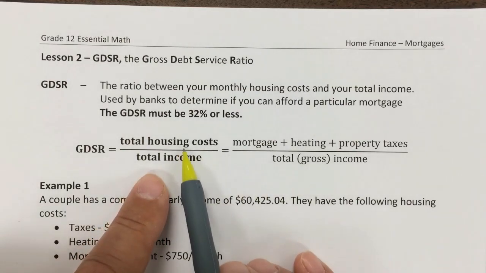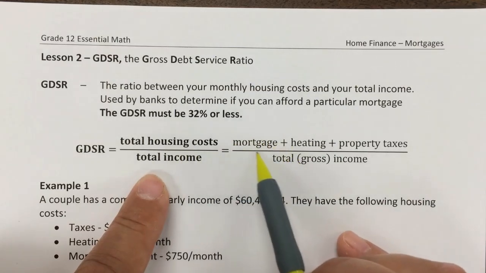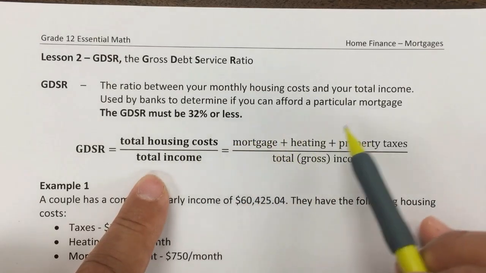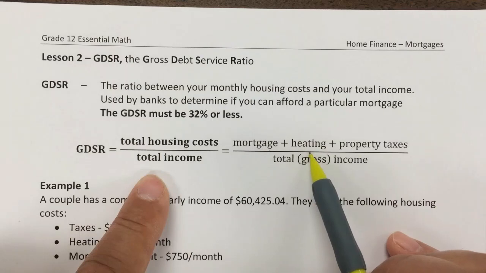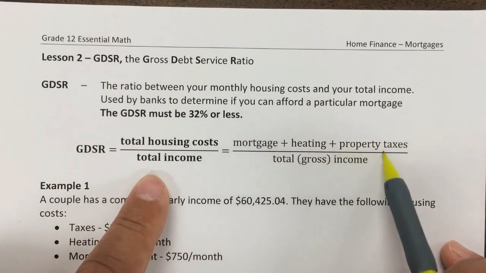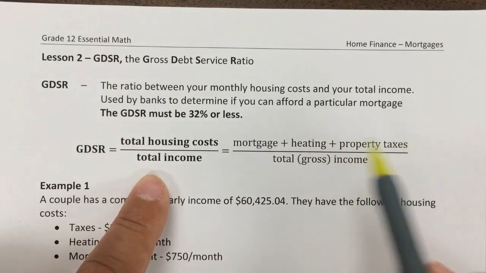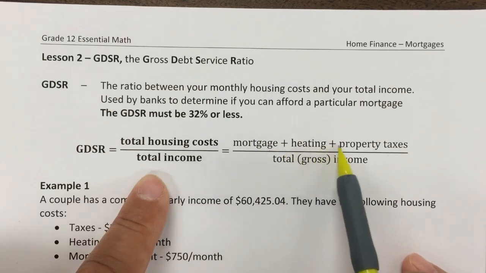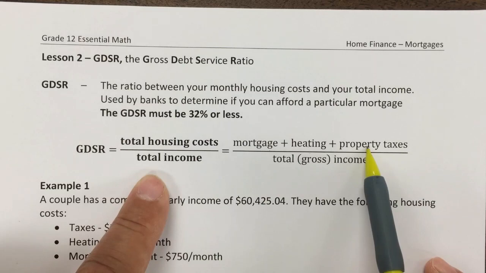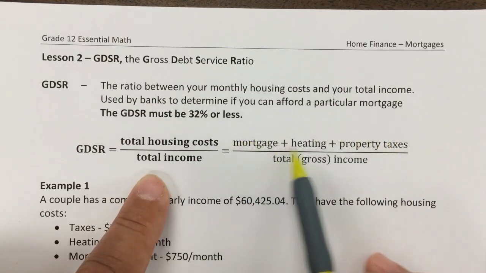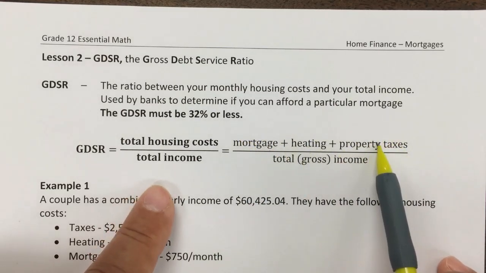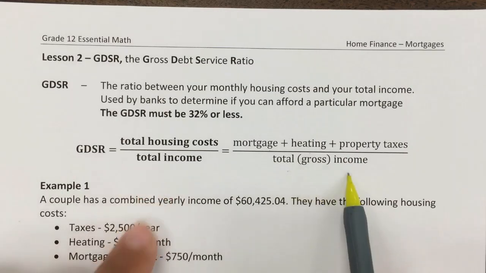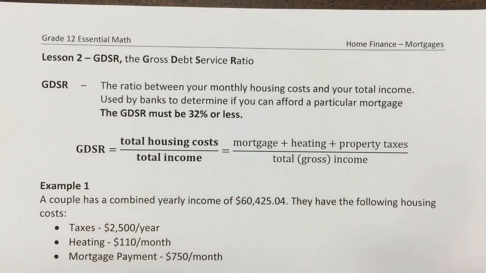Well, what do we call our housing costs? We include our monthly mortgage payment, we have monthly heating costs, and we have property taxes for the month. So if we take our monthly mortgage payment, add it to our monthly heating costs, and add it to the property taxes we need to pay each month, that would be our total housing costs. We'll divide that by our total gross income and look at that percentage.